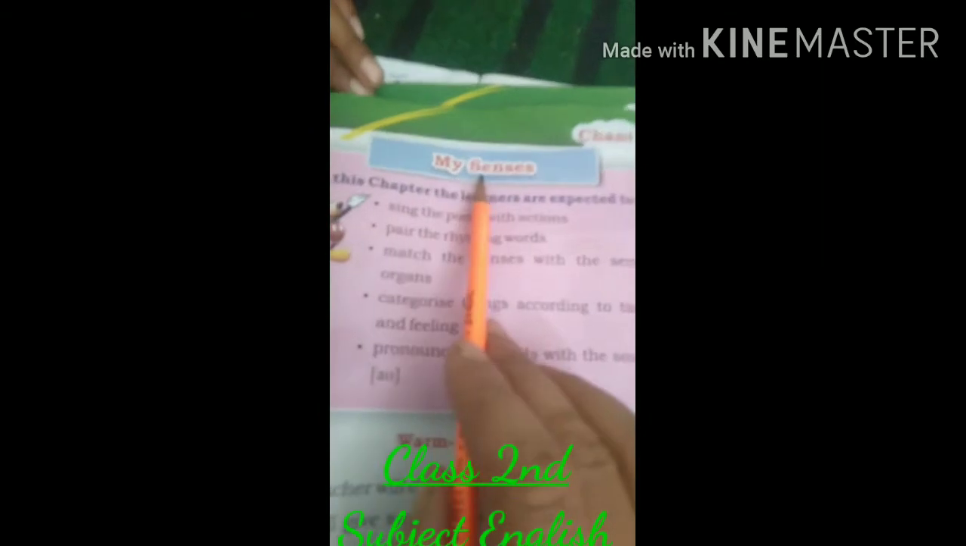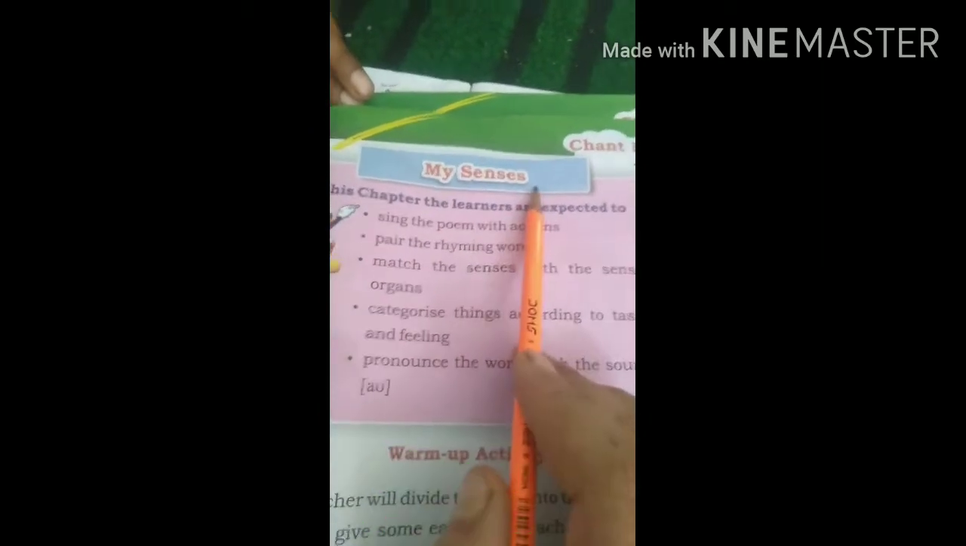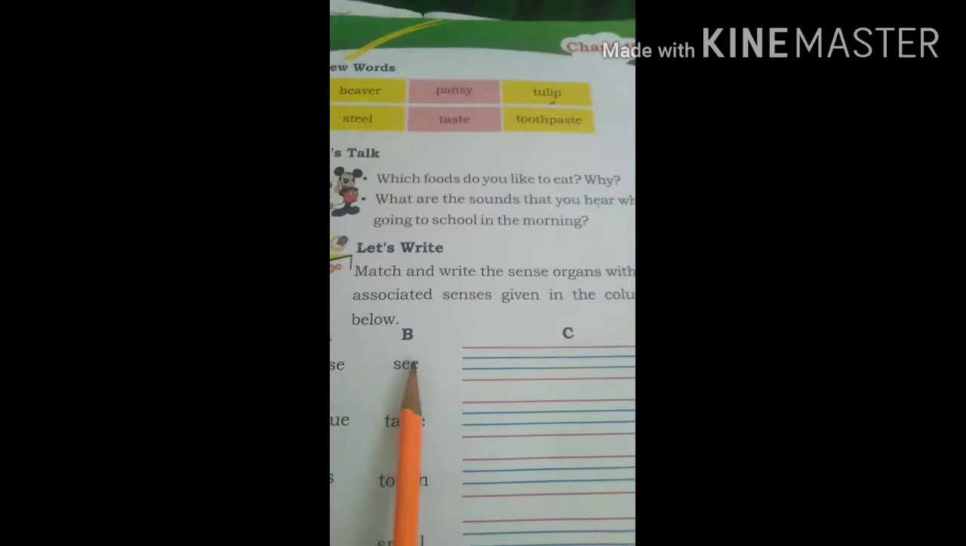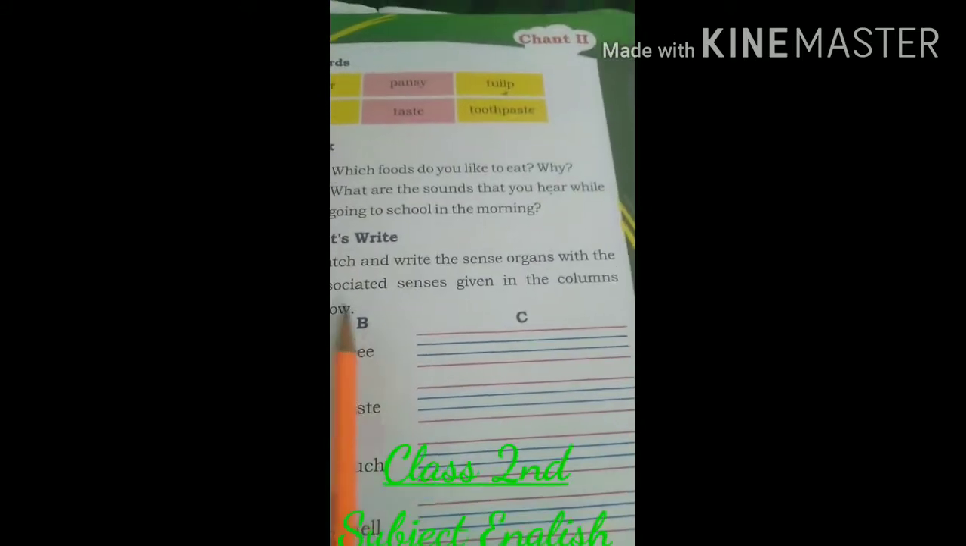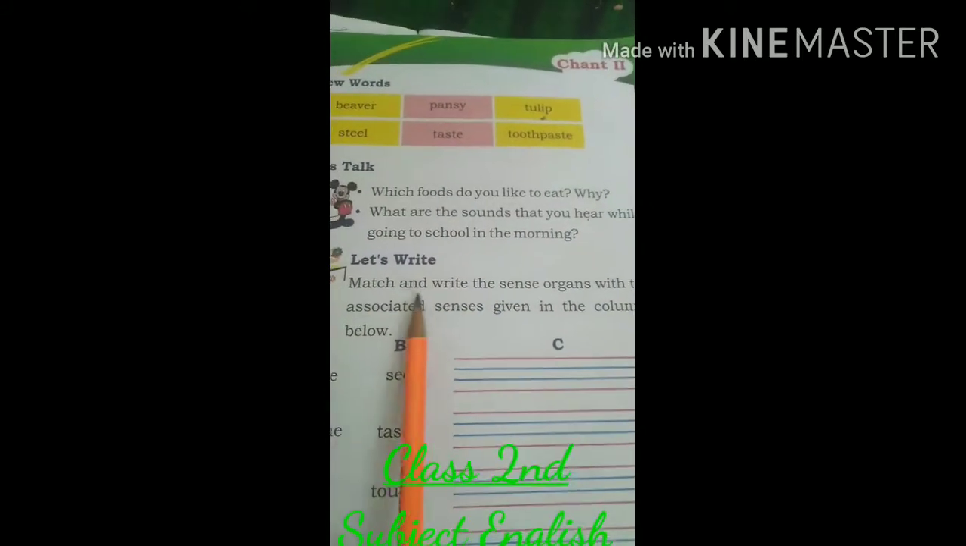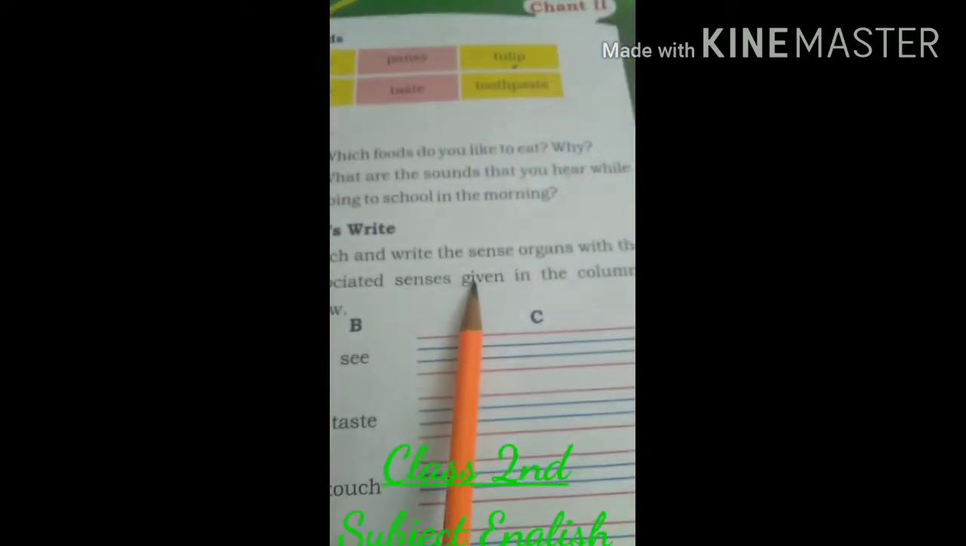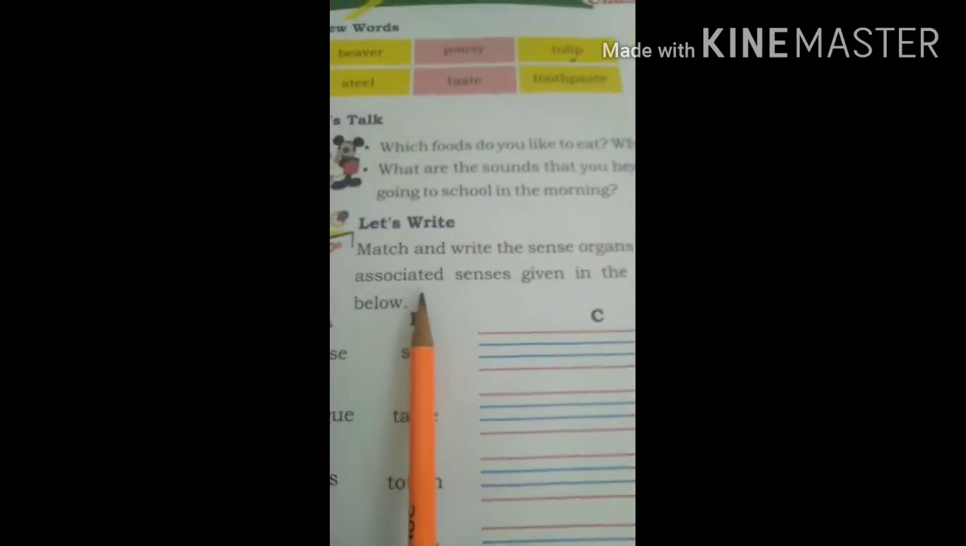Students of class 2nd, subject is English, and today's topic has been taken from the lesson My Senses. In this lesson, today's topic is mentioned here: match and write the sense organs with the associated senses given in the columns below.